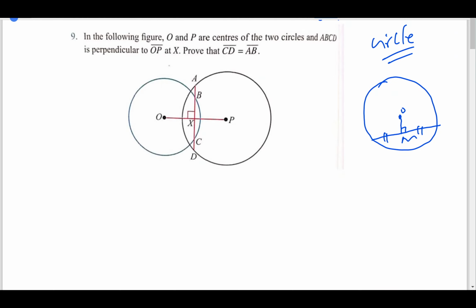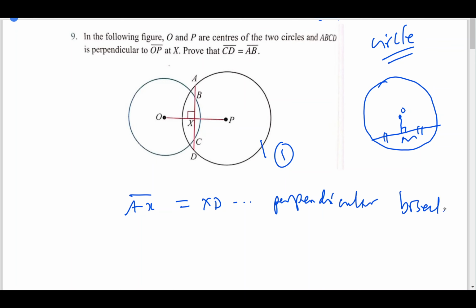So by using the chord property, if I consider this circle A here, let me call it circle 1, we are going to say that AXC is equal to XCD. And the reason here, dear friends, is XC is the midpoint because we have the perpendicular bisector theorem. So that is circle number 1.